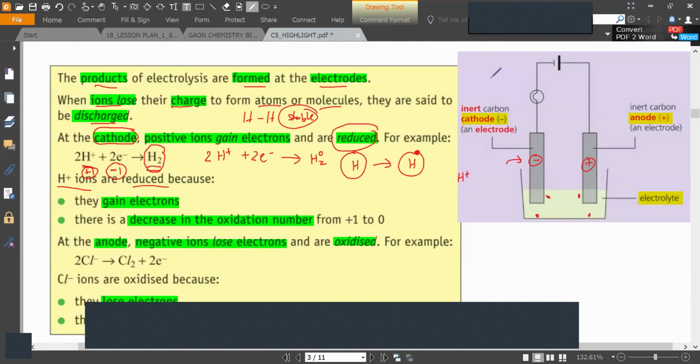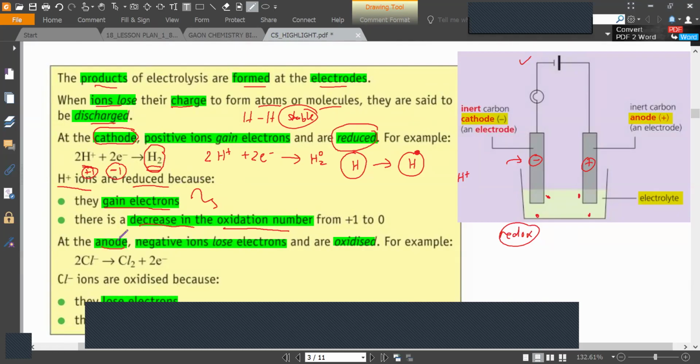Remember for electrochemistry, we always have a redox reaction happening. So we have reduction and oxidation happening. We know reduction is when they gain electrons, and a decrease in the oxidation number. So these are the two conditions for reduction.